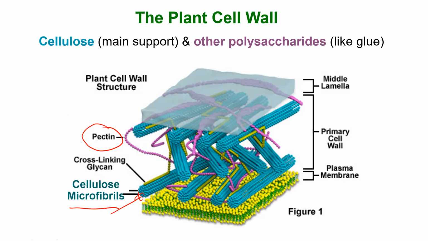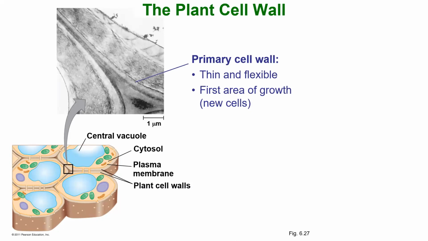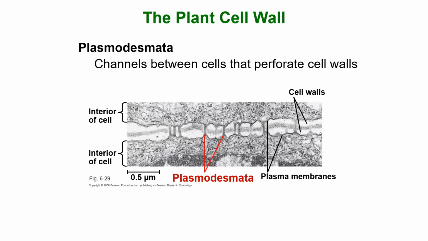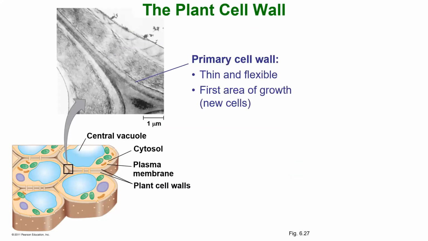So let's take a little bit more careful look at the plant cell wall here. What I'm going to do for you is try to draw a little picture and explain what is going on. Let me just see where I have space on the slide. So the first thing to mention is we have a primary cell wall.